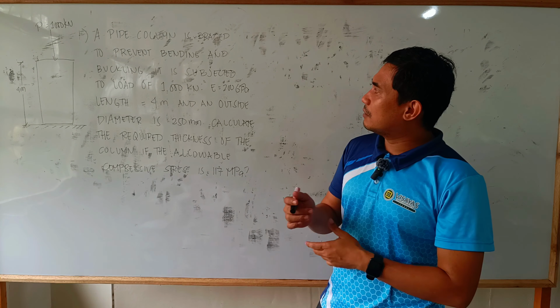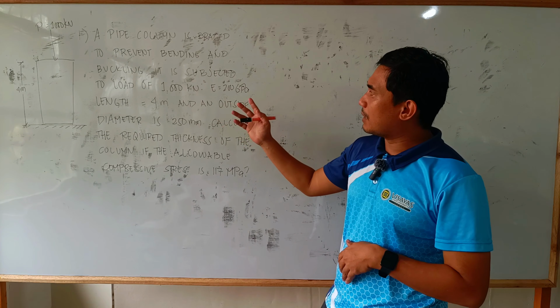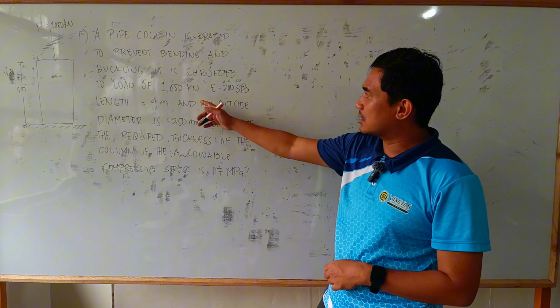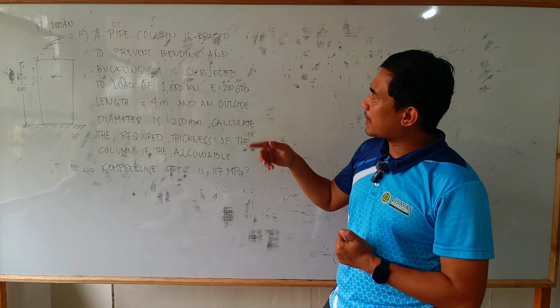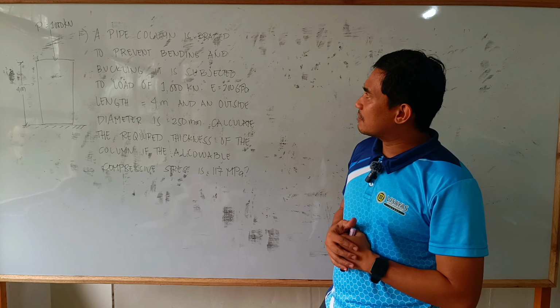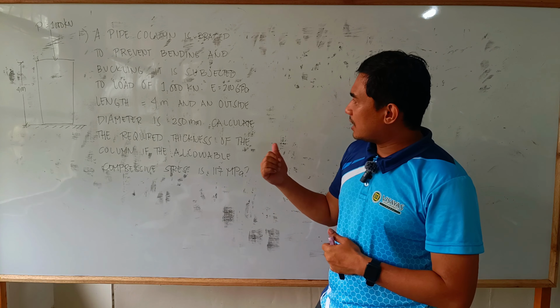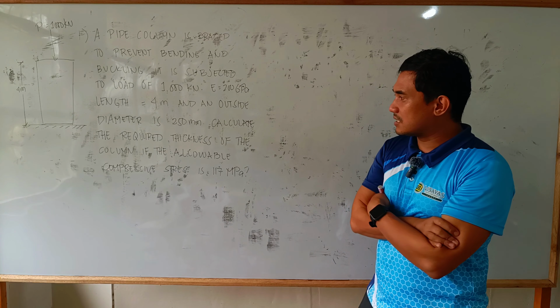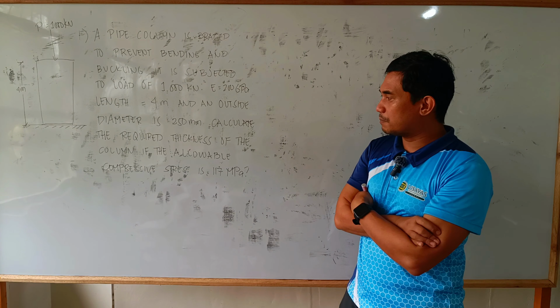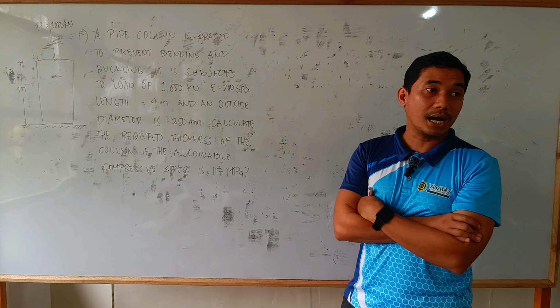Okay, we have a pipe column braced to prevent bending and buckling, subjected to a load of 1,000 kilonewtons. The modulus of elasticity of the steel pipe is 200 GPa. The length of the pipe is 4 meters and the outside diameter is 250 mm. Calculate the required thickness of the column if the allowable compressive stress is 117 megapascals.